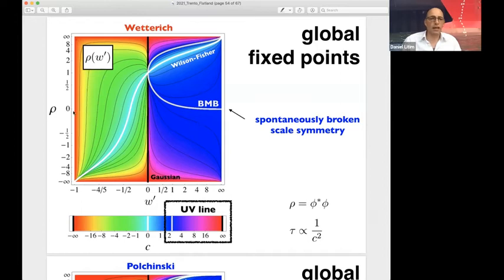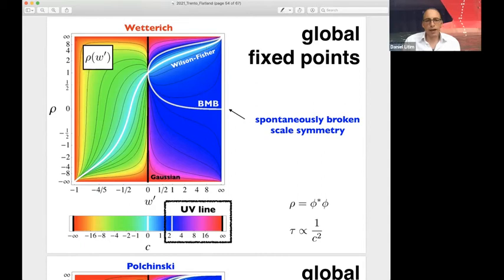So let me explain. Rho is something like field squared, and W prime is the first derivative of, say, your effective potential. Normally you rotate these plots by 90 degrees. Somehow I didn't manage, so you have to twist your head to read it the normal way, with the upside x now being the field variable.